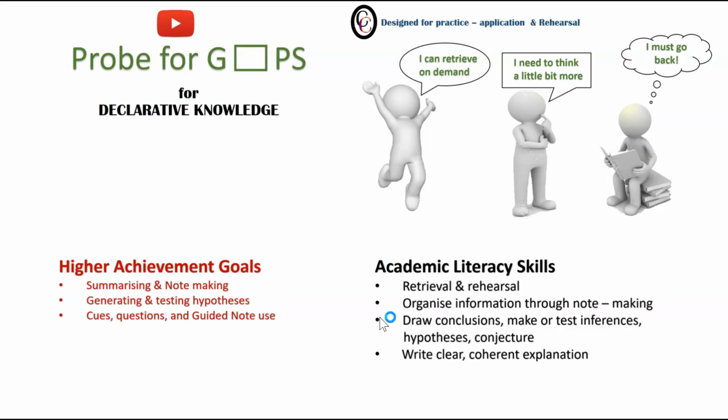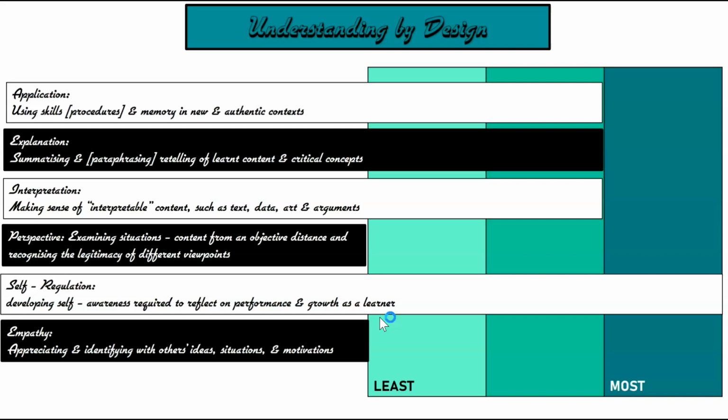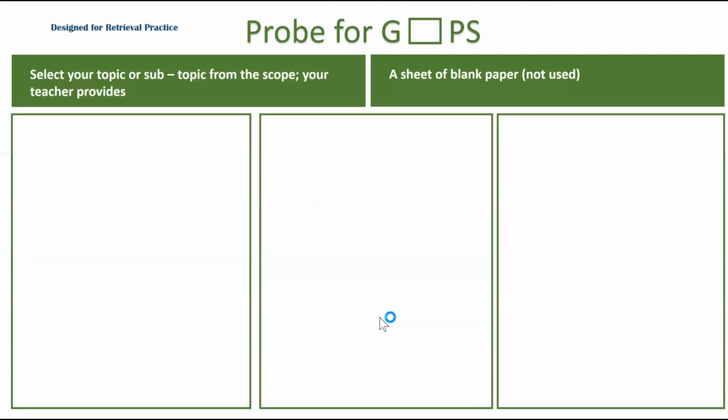Then your probe for gaps. I can retrieve it on demand, 30 seconds. I need a little bit more time, 60 seconds. I'm going to have to go back to my books or the videos to fill in the rest of this. Again, your self-regulation is huge here. And it's so important in terms of the Cambridge learner attributes.